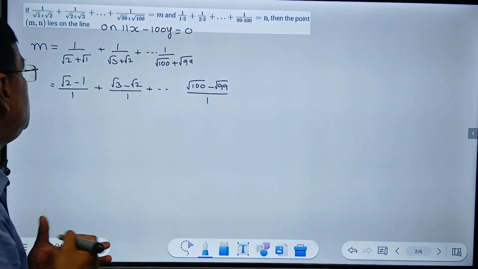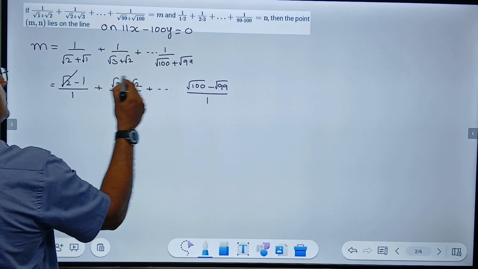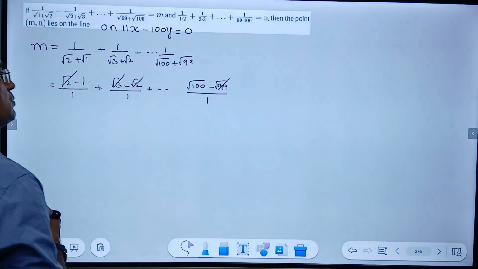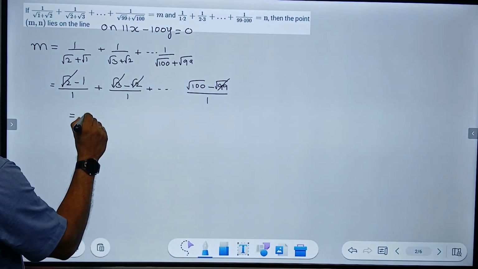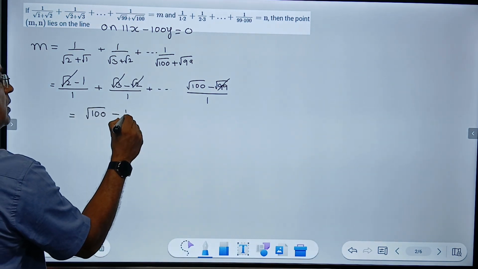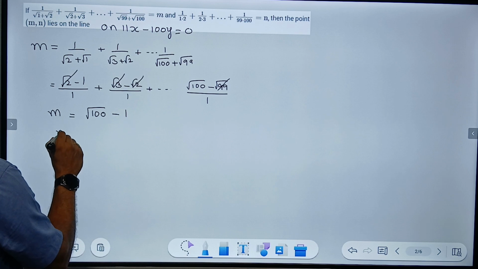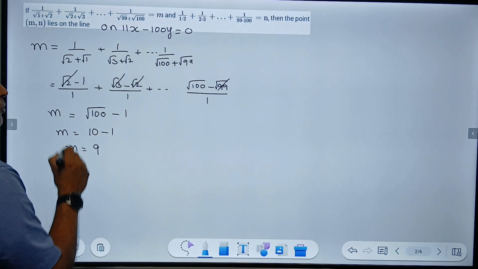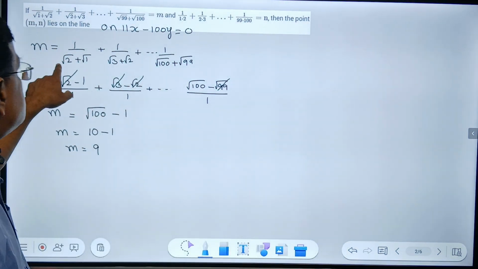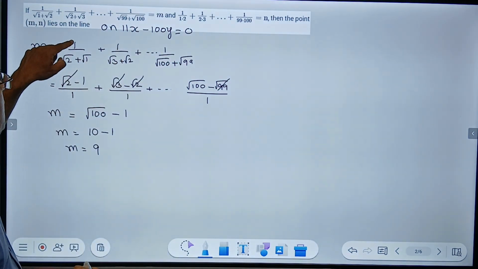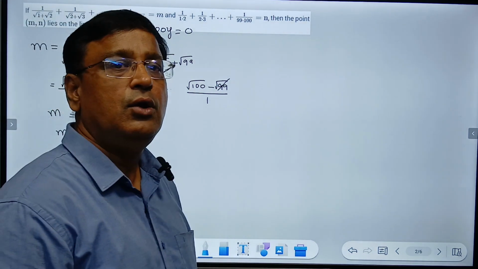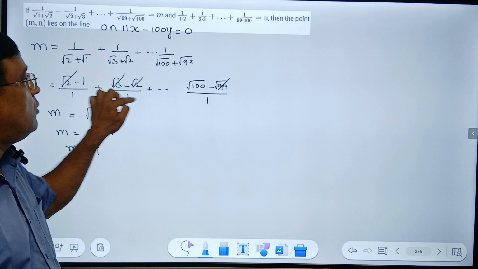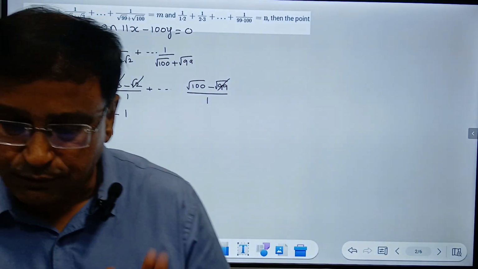Right? Now clearly you can see root 2 gets cancelled, root 3 will get cancelled, root 99 also will get cancelled. So what will you be left with? You will be left with root 100 minus 1, that is your m. So what is m equal to? 10 minus 1, so m is 9. I hope this is clear. All that I did is I rationalized each and every term. I multiplied and divided by root 2 minus 1, root 3 minus root 2, and root 100 minus root 99. The denominator all becomes 1. So that finishes the first part of it.